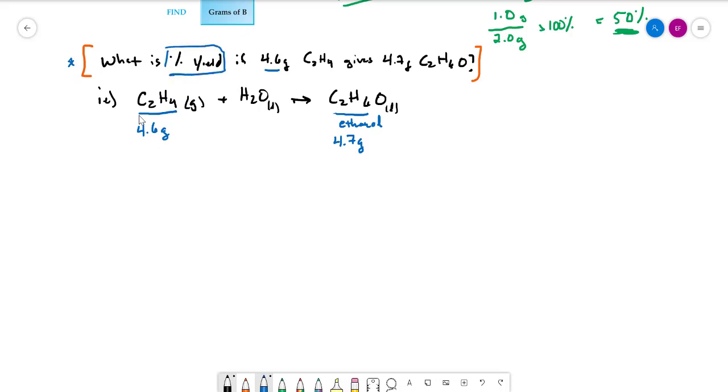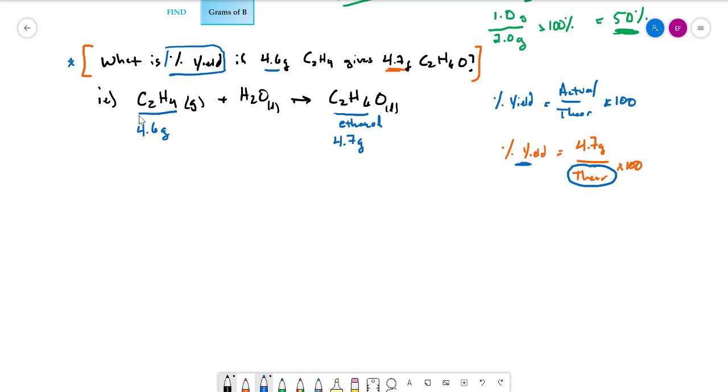And so remember, the percent yield is going to be equal to the actual divided by the theoretical yield times 100%. And we're actually already given the actual yield. This is what was truly produced. So we're going to know that the percent yield here is equal to 4.7 grams divided by whatever the theoretical is times 100. And so what we need to compute then is this theoretical yield, which will then allow us to compute the overall percent yield. How much did we actually get relative to what was theoretically possible?